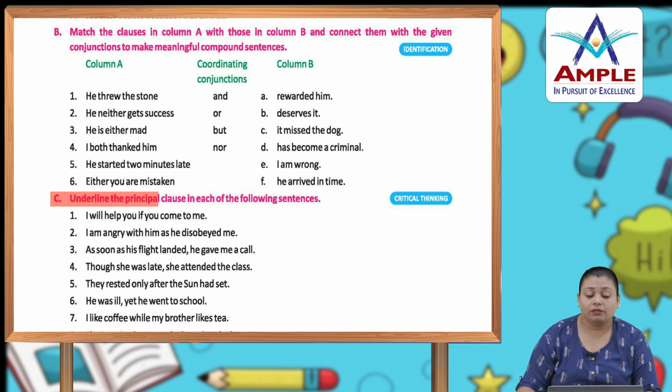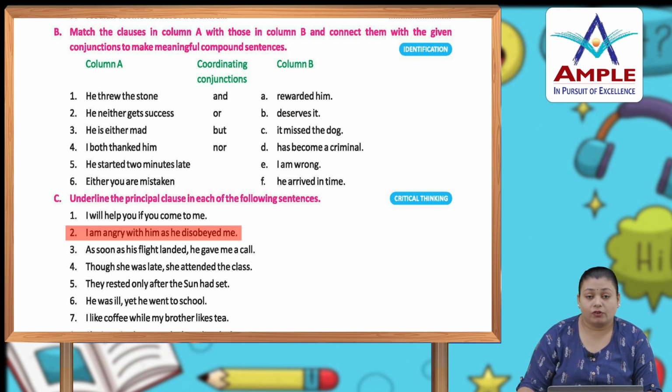Now, part C: underline the principal clause in each of the following sentences. I will help you if you come to me. So, you come to me, or I will help you. Which one is the principal clause? Underline it. Number 2, I am angry with him as he disobeyed me. He disobeyed me is giving you a proper sense, that is why I am angry with him. So we will underline this principal clause. This is how you will find out the principal clause.